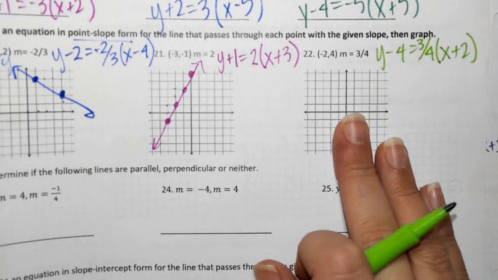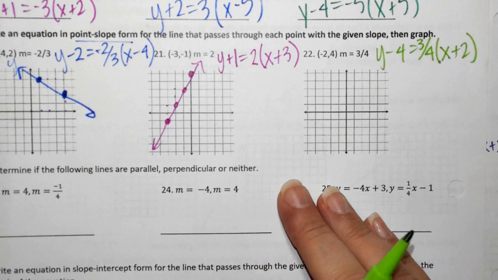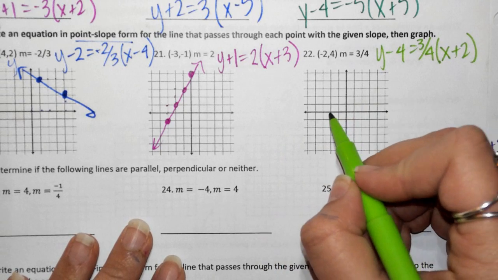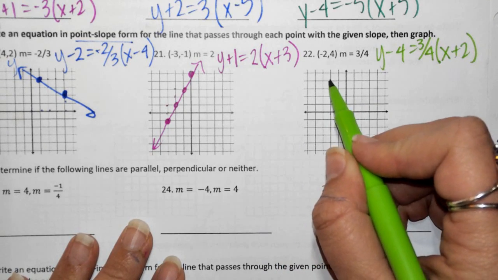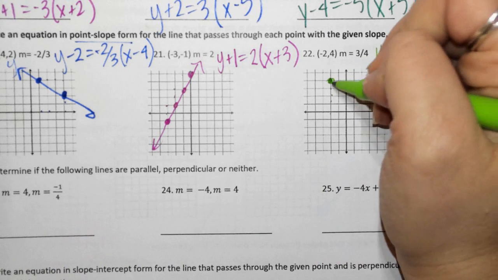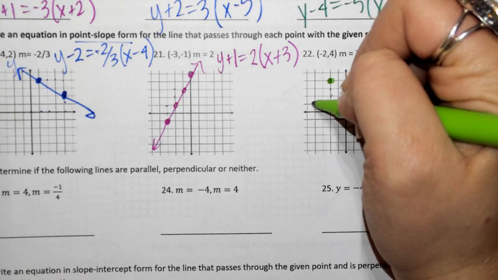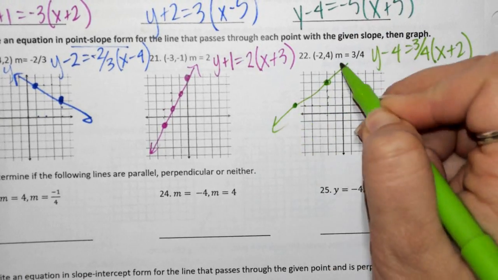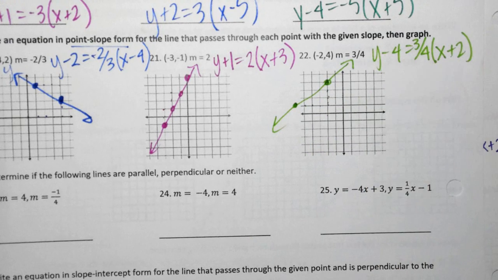How would we graph this? Caitlin? Go to the left 2 and up 4. And then I don't have enough room to go up 3, right 4, so what else could I do? Down 3, left 4, because remember, it's positive. Boom, we're done. Well, with that part. And 23 to 25.